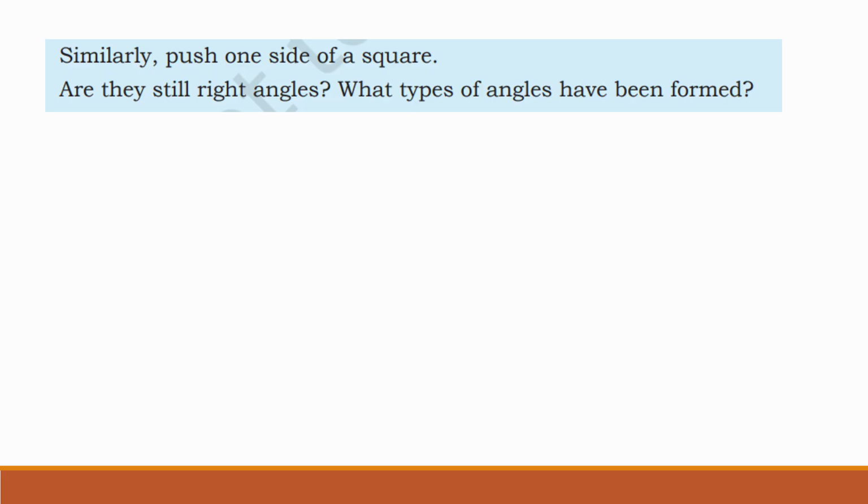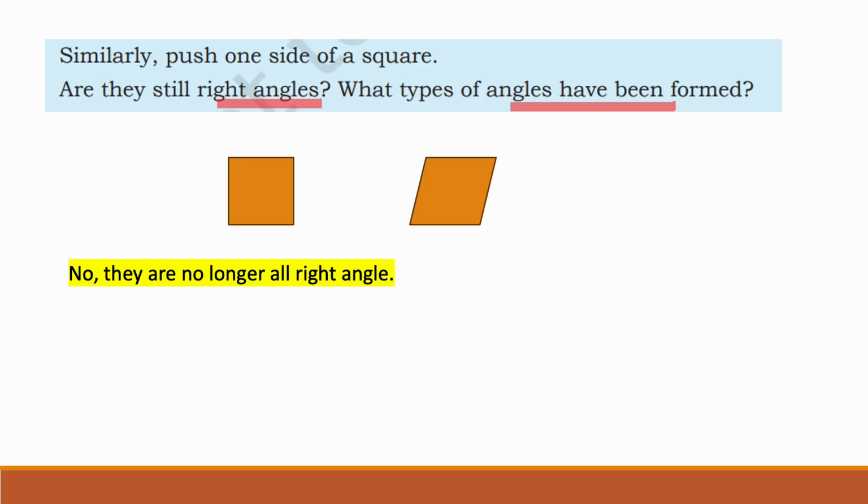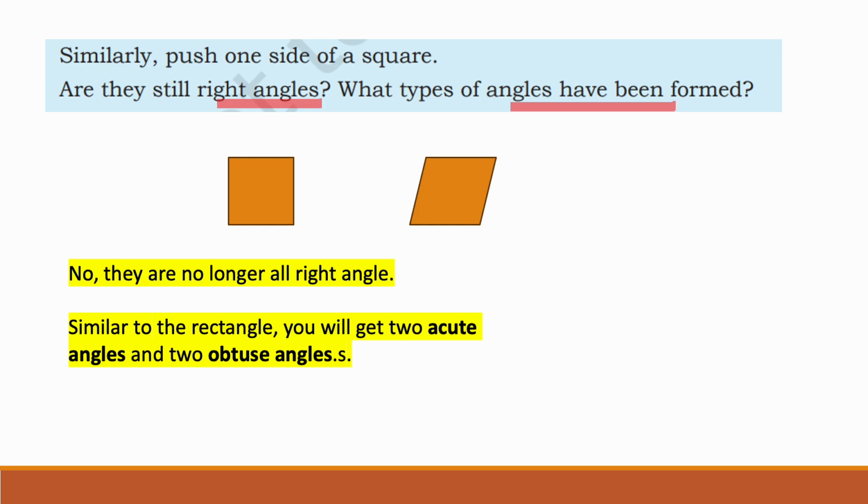Similarly, push one side of a square. Are they still right angles? What type of angles have been formed? See this square. When you push gently on one of its sides, the square changes to this shape. What about the angles? No, they are no longer right angles. Similar to the rectangle, you will get two acute angles and two obtuse angles. These two angles are acute angles and these two angles are obtuse angles.